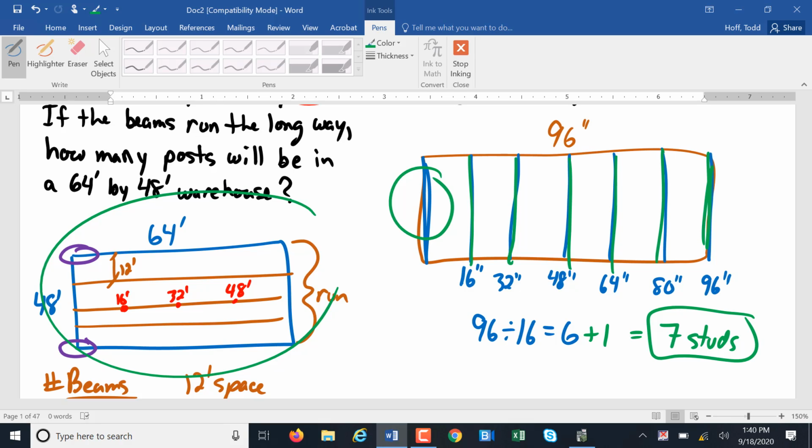Do you have a question? Yeah, generally, for rebar it's the same thing. You have to have an extra one at the end.